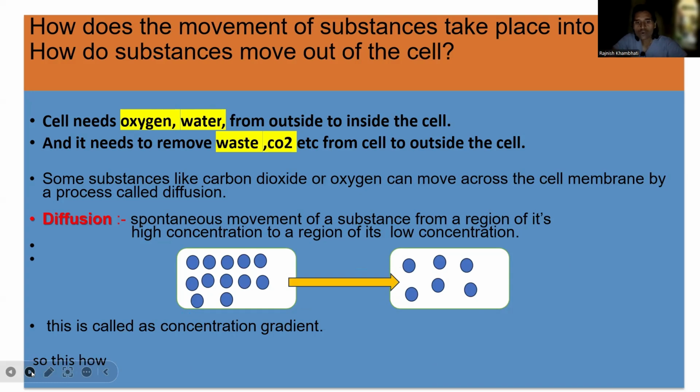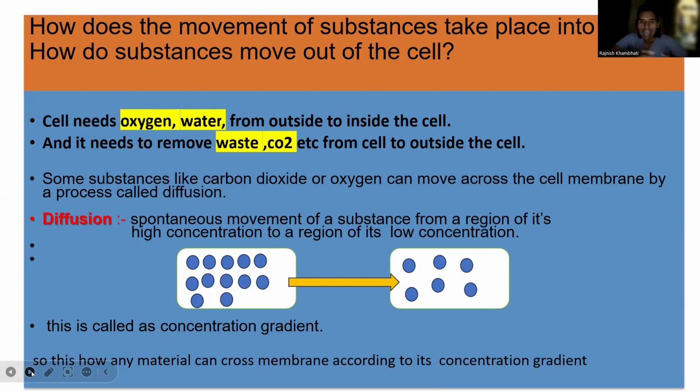Now, this is called concentration gradient. Now, what is this? At one side, something is high, and at the other side, something is low. This difference is called concentration gradient. Understand that? Concentration gradient means at one side it is high, at the other side it is low. So this is how the material can cross the membrane according to its concentration gradient. Clear? They can only move according to concentration gradient, from higher to lower only in diffusion.